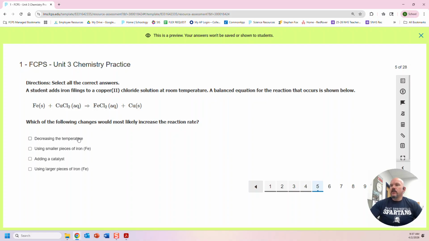Okay, so decreasing the temperature, no. Making smaller pieces of iron, yes. Adding a catalyst, yes. Larger pieces of iron, no, it would go slower, right? That would be a decrease in surface area. Okay.